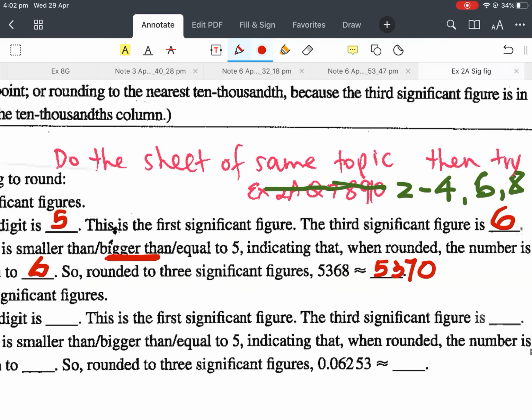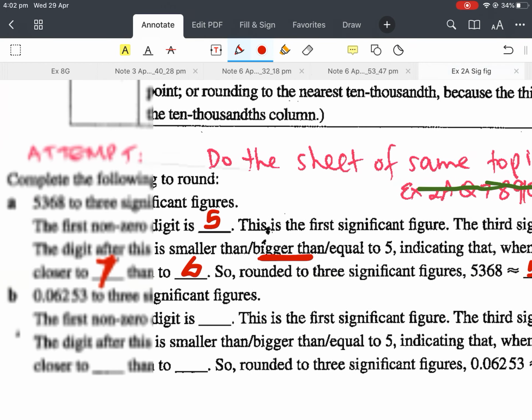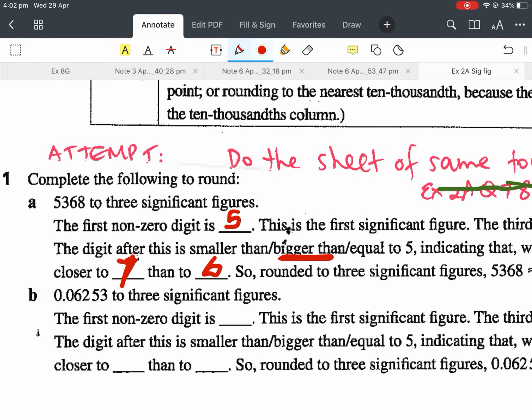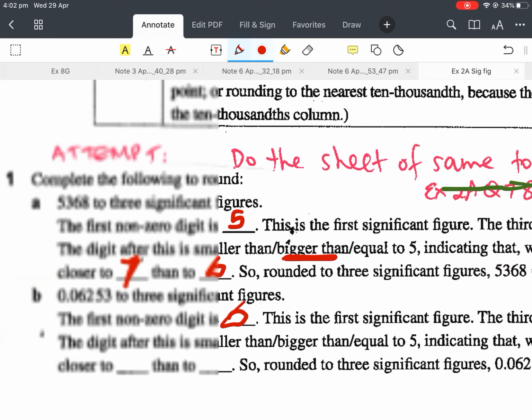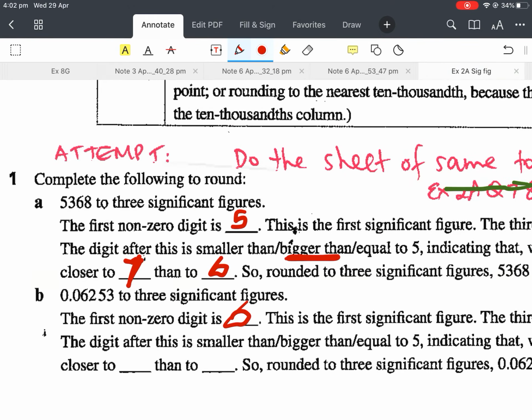Hopefully you got that. It's just easier to write with my pen when it's a bit bigger. So hopefully you got that. I'll check that in a minute, make sure I'm right. Okay, next one. 0.06253 to 3 significant figures. The first non-zero digit is 6. Sorry, terrible pen. This is the first significant figure. The third significant figure is, 2 after the 6 is a 5.